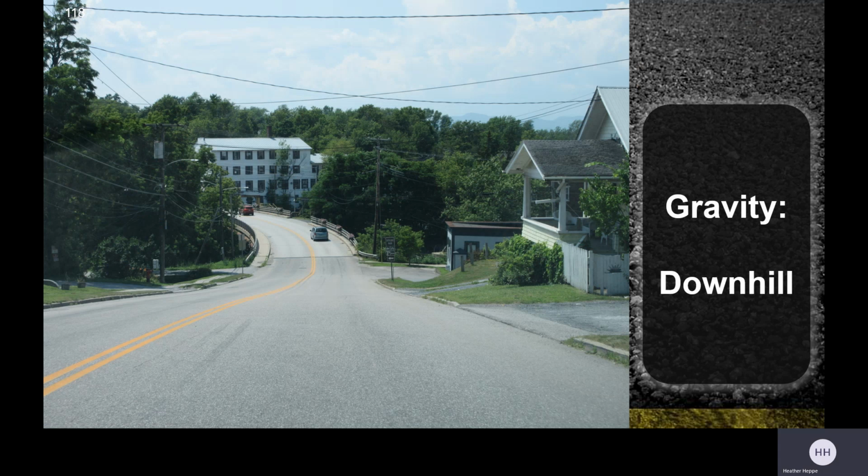Here we can see gravity downhill just a little bit better. As we go down the hill, the weight of our vehicle is going to tend to want to bring us a little bit faster. So as we go down the hill, this will be something they'll practice with your behind the wheel instructor as well. You would allow your vehicle to maintain speed.